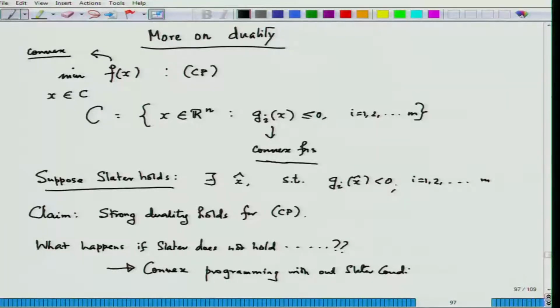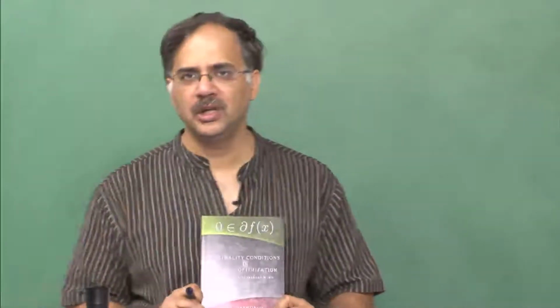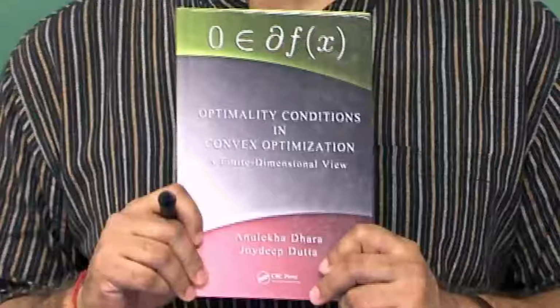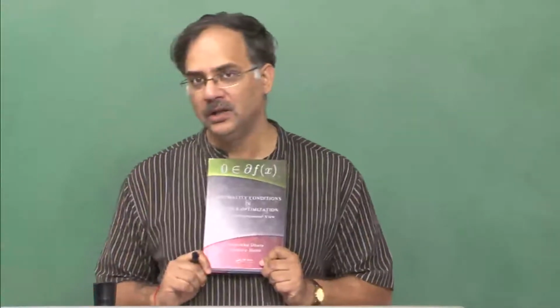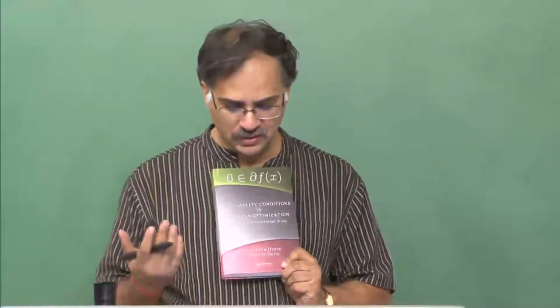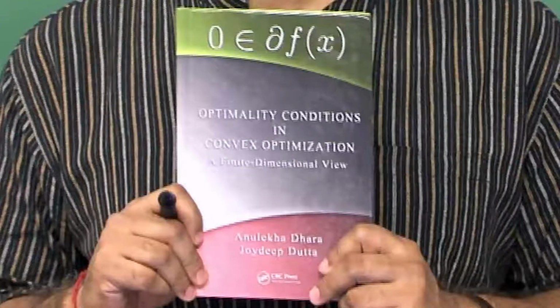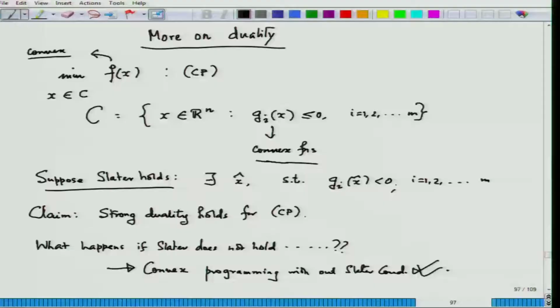Also, look into the book Optimality Conditions in Convex Optimization, which I had already mentioned and in which I am also one of the authors. This book, published by Taylor and Francis, written jointly with Professor Anulekha Dhara, also contains a lot of material concerning this. Okay, let us come into our own world where Slater holds, which is a good problem, and in most standard convex optimization problems Slater holds.